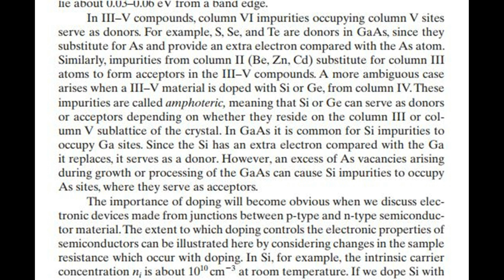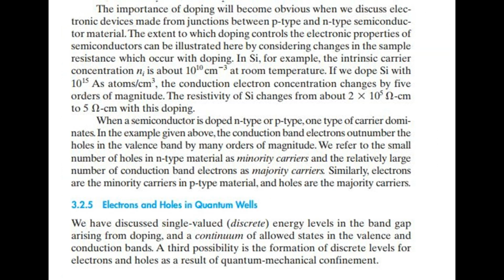In Si, for example, the intrinsic carrier concentration Ni is about 10 billion per cubic centimeter at room temperature. If we dope silicon with a billion times a million arsenic atoms per cubic centimeter, the conduction electron concentration changes by 5 orders of magnitude. The resistivity of silicon changes from about 200,000 ohm-centimeters to 5 ohm-centimeters with this doping. When a semiconductor is doped N-type or P-type, one type of carrier dominates.